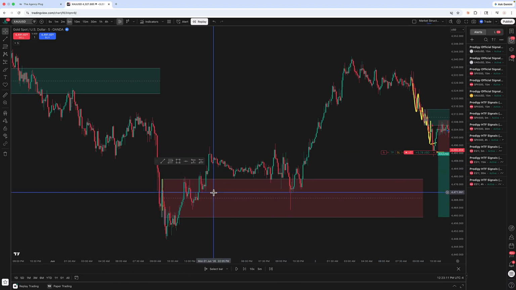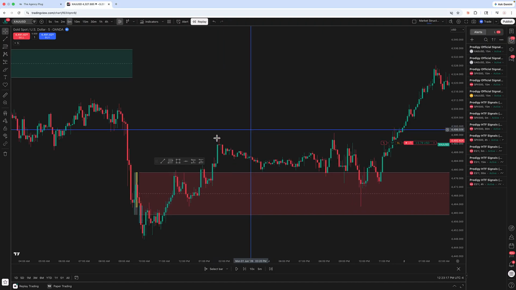Super simple. Works on all pairs. This is gold, for example. All you do is at 9 o'clock, you look for it to do certain things. Let's look at a couple more examples.